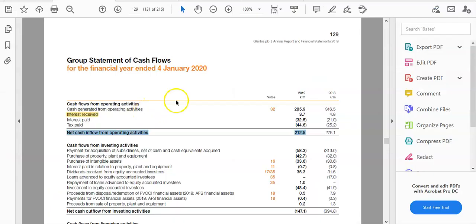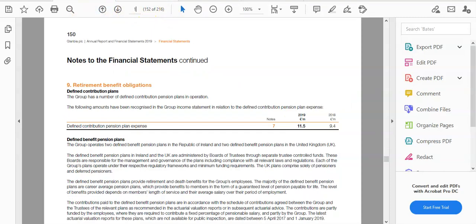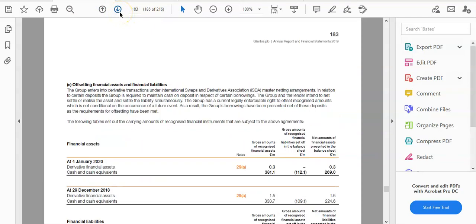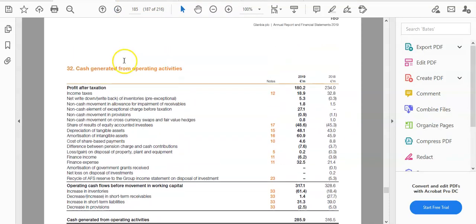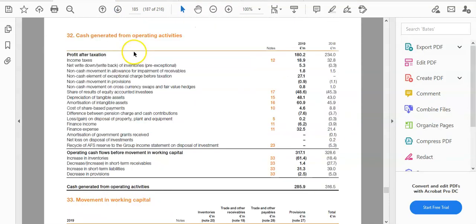So if you look at, for example, Glanbia, it says cash generated from operating activities. It gives us a note 32. So if we go to note 32, you can see here it is using the indirect method, starting with profit after tax, adding back items, adding back depreciation, and then dealing with your working capital adjustments as well. So in note 32, you get your 285 million, but it uses the indirect method.